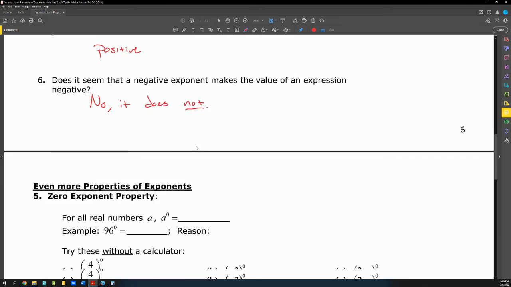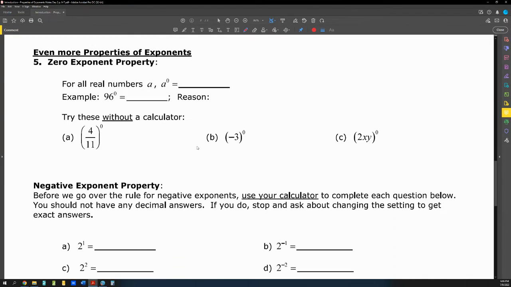All right, so let's explore the zero exponent on the following page. We can say that for all real numbers a, so a can be any number, a to the 0 power, or any number to the 0 power, is equal to 1. Therefore, 96 to the 0 power is equal to 1. The reason, well, we know that if we take something like x to the 4th divided by x to the 4th, well, from our last notes, we learned the quotient rule. We subtract those powers.